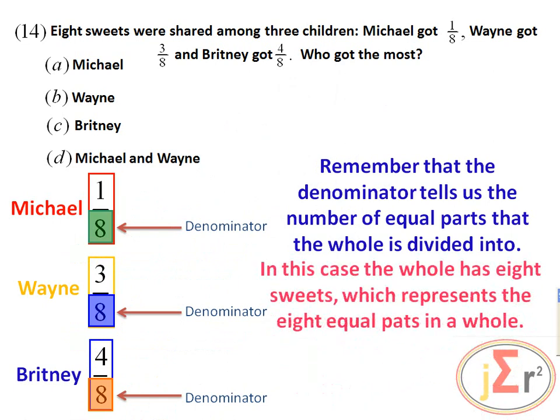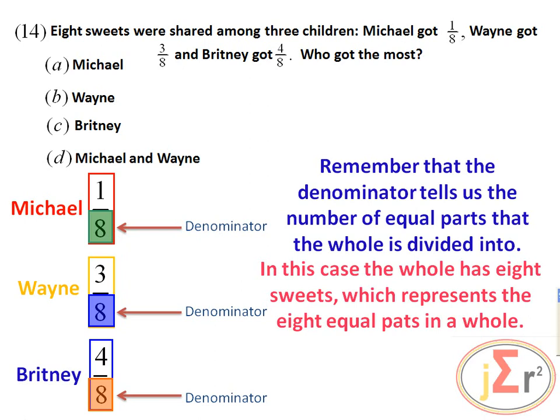In this case, the whole has 8 sweets, which represents the equal parts in a whole. See? 8 sweets. That's what we have in the statement of the problem. How many sweets do we have? 8 sweets. And the whole is divided into how many equal parts? 8. According to the denominator, the whole is divided into 8 equal parts.